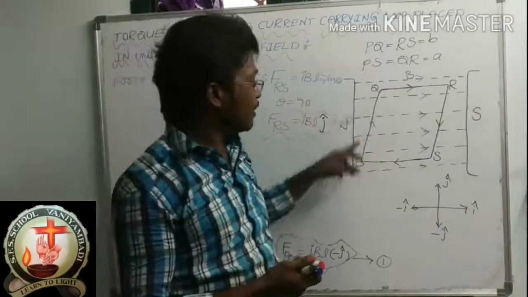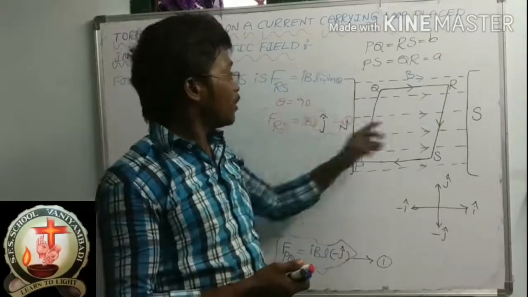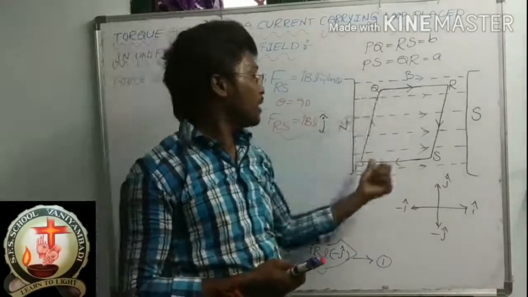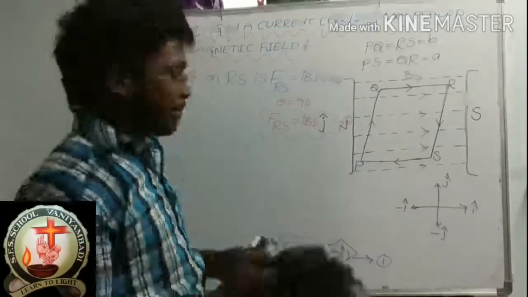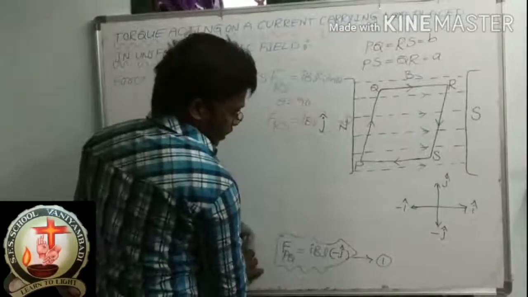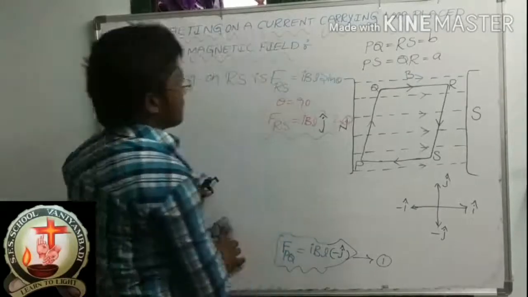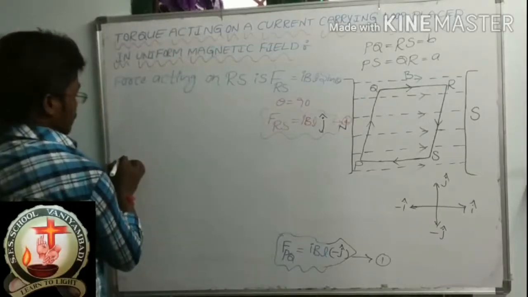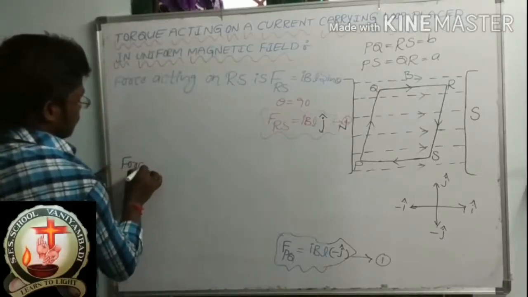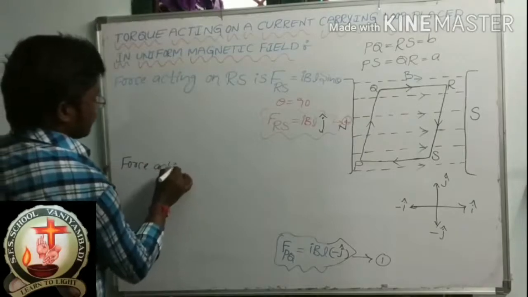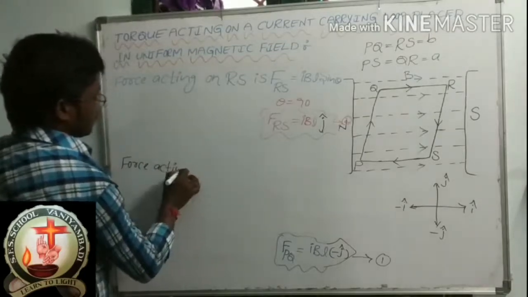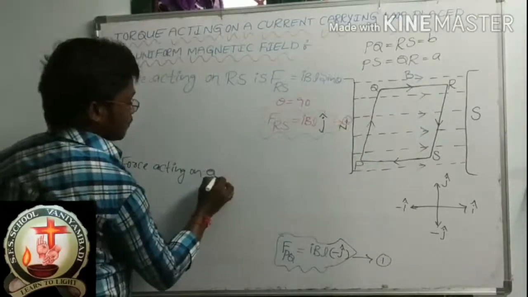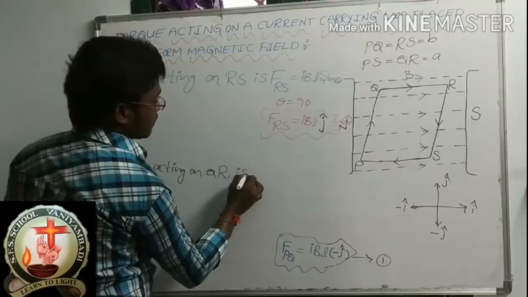Force acting on PQ is this one. Force acting on RS is this one. Now again two parts are there: force acting on QR and PS. Same format you can find it. So force acting on QR is F QR.